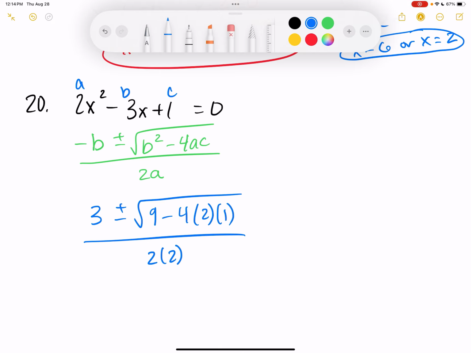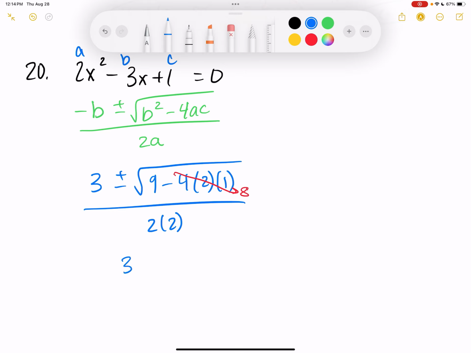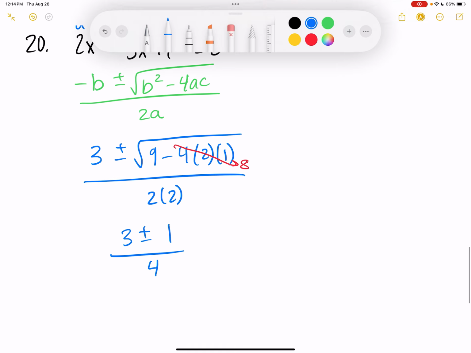4 times 2 times 1 is 8. So I'm just going to replace that so I can save having to write so much. So I end up with 3 plus or minus the square root of 9 minus 8. Just 1. So I'm just going to get rid of the square root and write it as 1 over 4. At this point, I would split it. So I've got 3 plus 1 over 4 or 3 minus 1 over 4. And technically, these are x equals. We just don't normally write it. So then I've got 4 over 4, so x is equal to 1, or x is equal to 1/2.